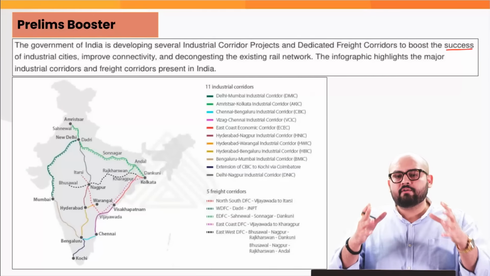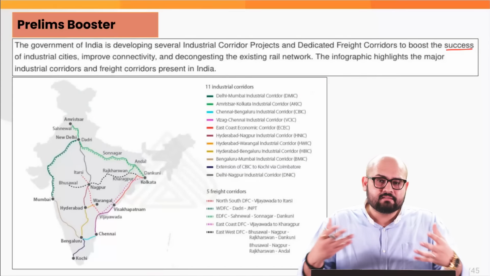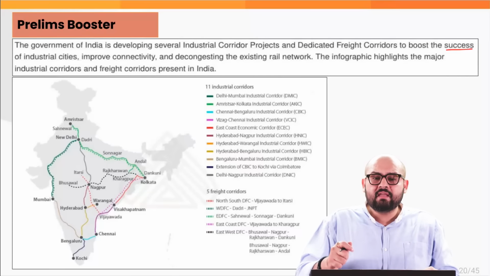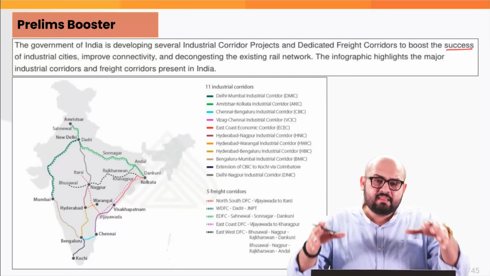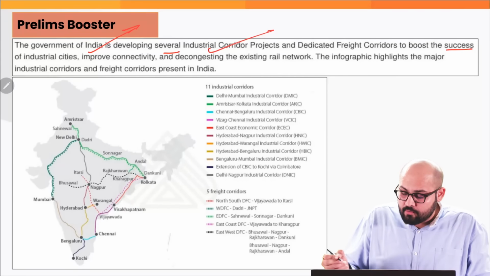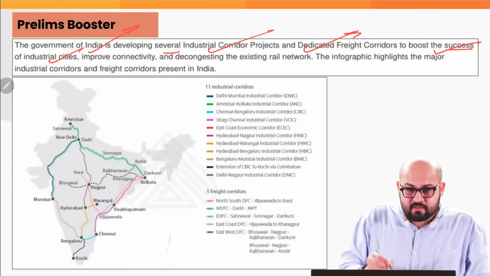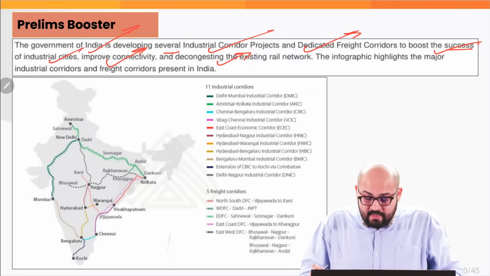See, what we are trying to do is that we are actually trying to make industrial centers around the country. And we have proposed certain corridors, which would be the specific pathways for the overall industrial development in the country, right? So the government of India is developing several industrial corridor projects and dedicated freight corridors to boost the success of industrial cities, improve connectivity, decongest the existing rail network.